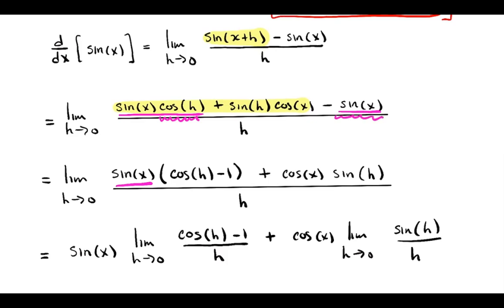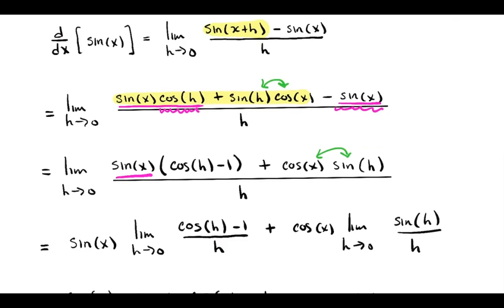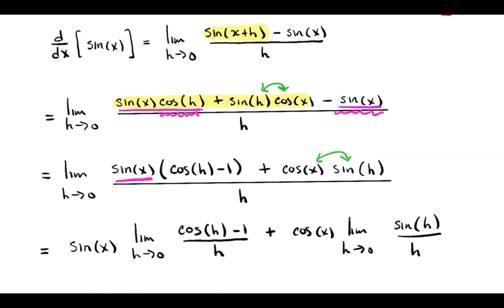And really, that's the only algebra I did, although I did rewrite the order of these. Sine times cosine, I swapped their order. But with multiplication, the order doesn't matter which way we write them, all right? So that'll get us down to that line. And then I'm using limit properties, because I'm going to divide this h into the two terms in the numerator.